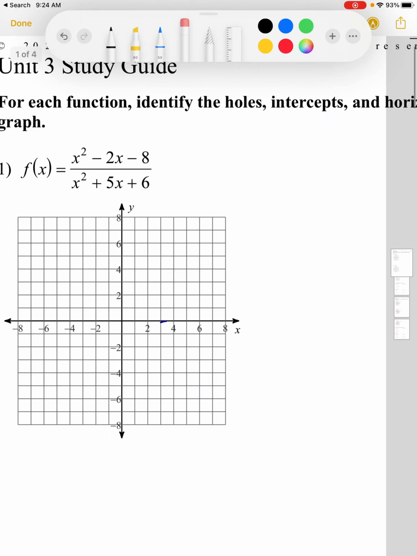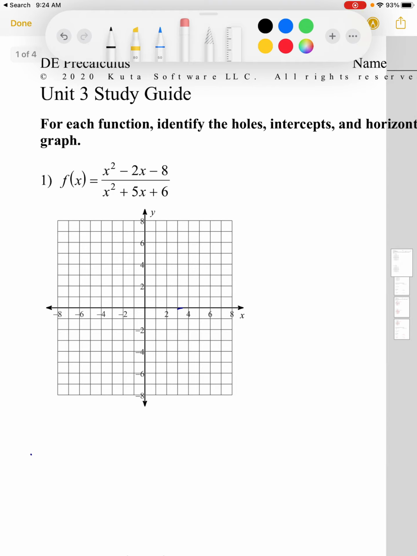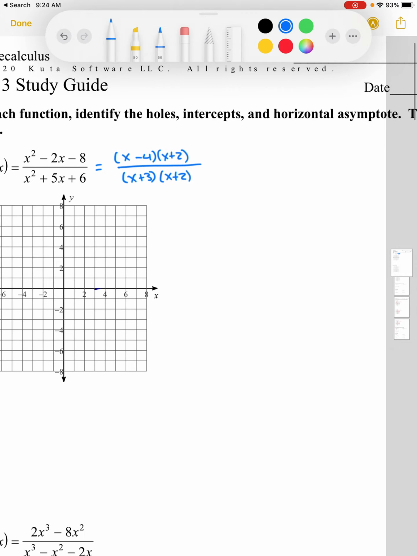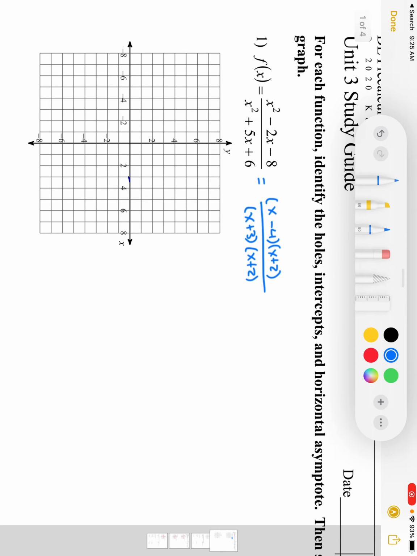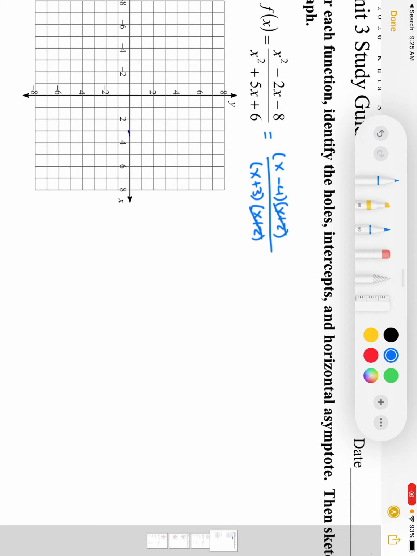So let's start by factoring the numerator. So we're going to get (x - 4)(x + 2) divided by (x + 3)(x + 2). So we know that when the factor cancels, we have a hole at the place of the canceled factor. So we have a hole at x = -2.